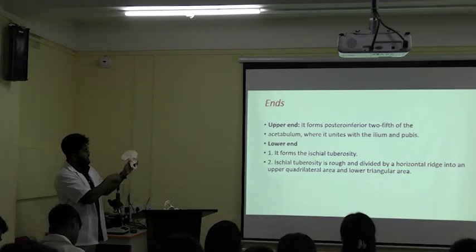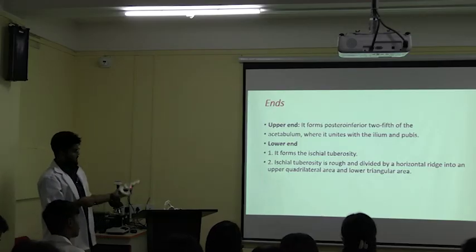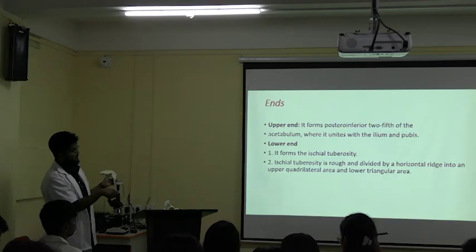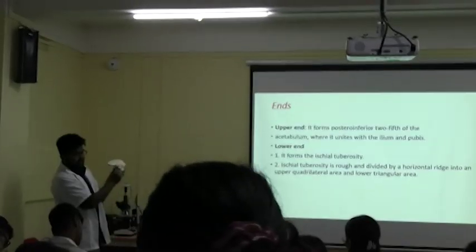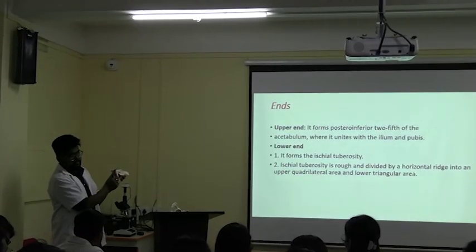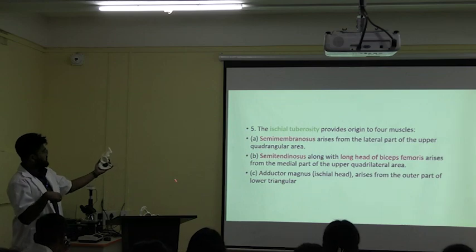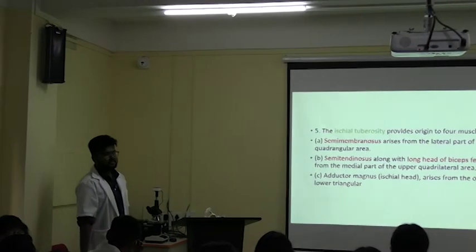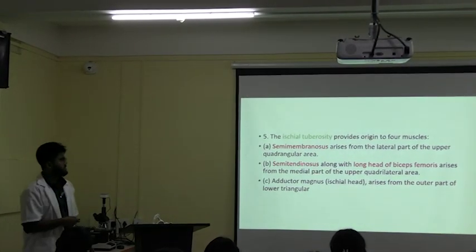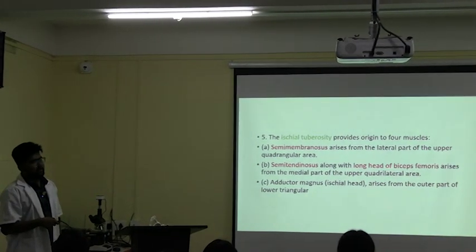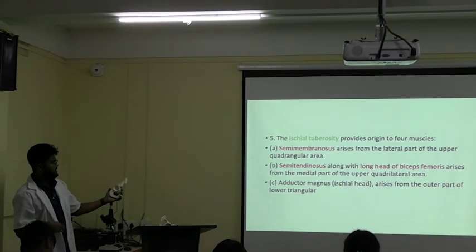And in the lower end, the ischial tuberosity is present. This ischial tuberosity is a rough surface and is divided into an upper quadrangular part and a lower triangular part. So here you can see that in the ischial tuberosity four muscles are attached. One is semimembranosus, another is semitendinosus, another is the long head of biceps femoris, another is adductor magnus. So four muscles are attached here.